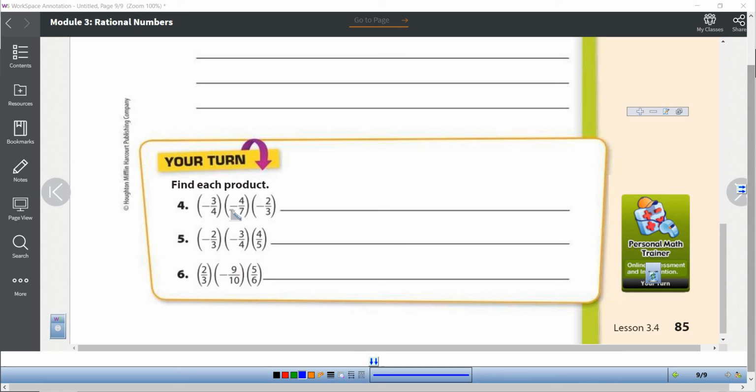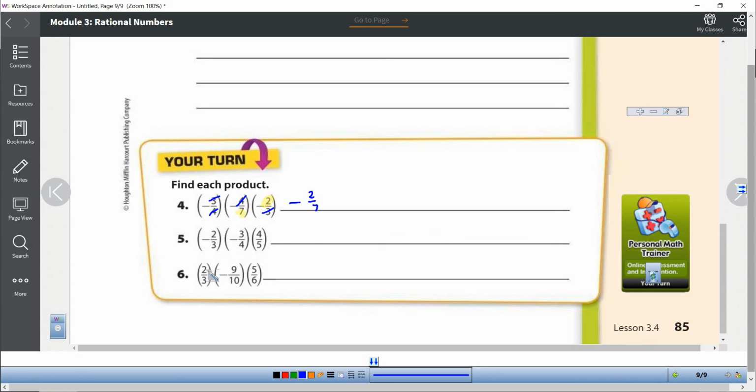Okay, so here I have a 4 on the bottom and a 4 there. 4 divided by 4 is 1. Right here I have a 3 on the top and a 3 on the bottom. 3 divided by 3 is 1. So if we take a look, negative times a negative times a negative is going to be a negative because it's odd, right? What is left on the top? A 2. What is left on the bottom? A 7. So our answer is negative 2 over 7.